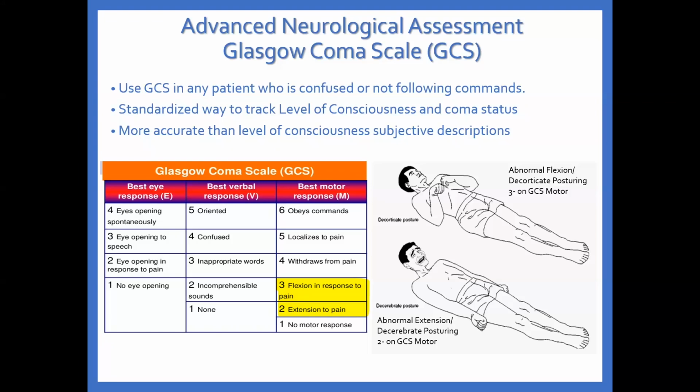Verbal is pretty straightforward. Oriented means they know where they are. This means oriented to everything. You can't be disoriented to any one piece of it. Time, place, person, situation. They need to be oriented, meaning they know where they are and they know what they're doing. If any one of those things is confused, give them confused. They're confused on one element, they're still confused, okay?